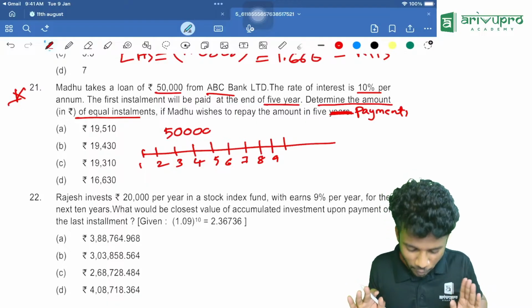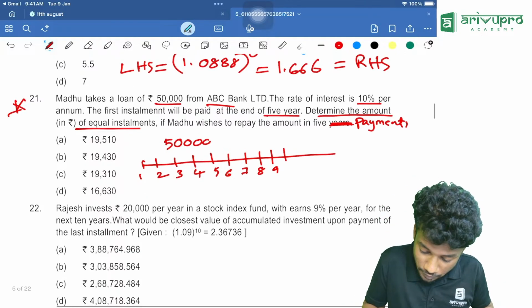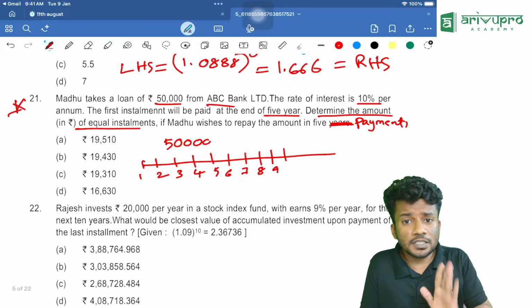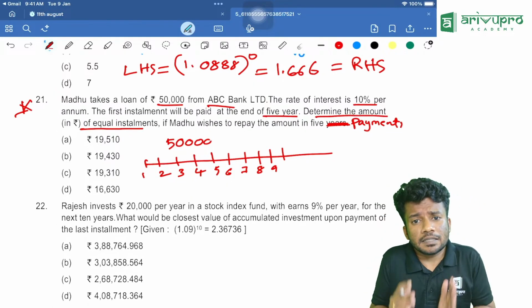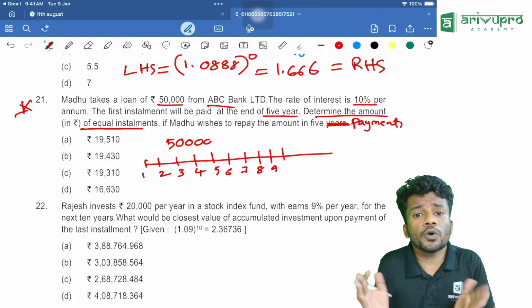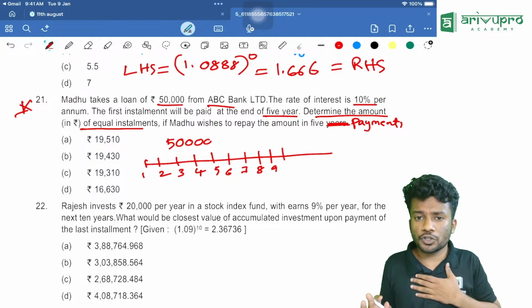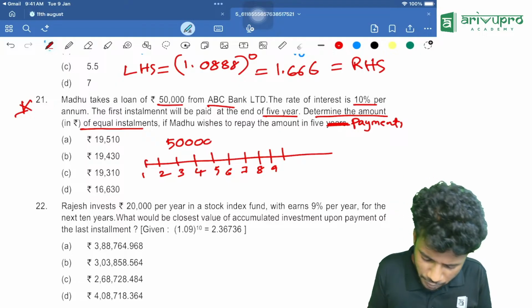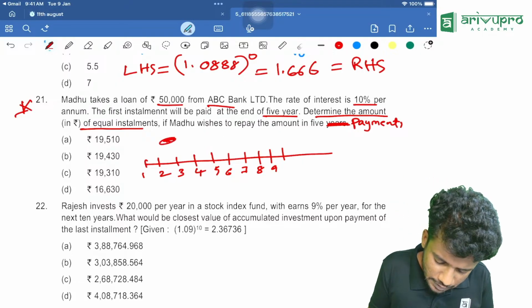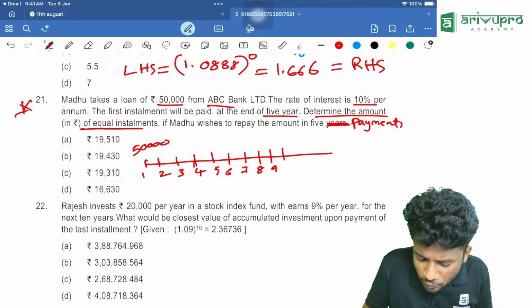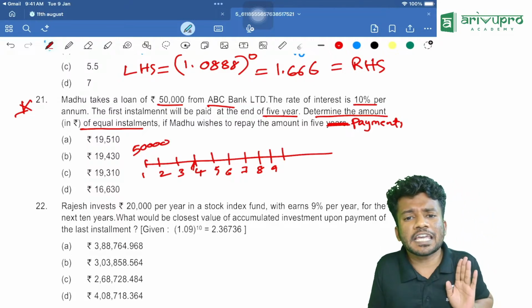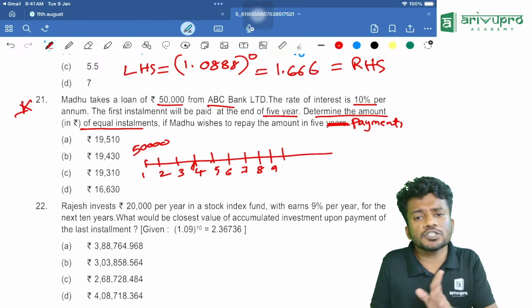Okay. We'll go ahead. Next one. Where were we? So 50,000 is taken. Now we need to find the equal installment you are going to pay. That is the first thing we are going to do. How to do that? People, you tell me. 50,000 is there. Till 4 years, you are not paying anything, but from the 5th year onwards, you will start paying.